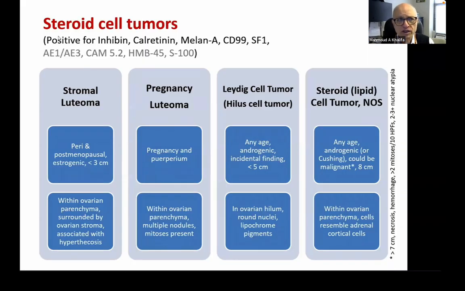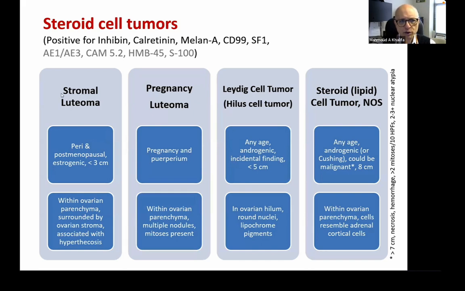There is a group called steroid cell tumors sitting in this category, and they are four. I highlighted them for you. They are all positive for inhibin, calretinin, Melan-A, CD99, SF1. All of that is useless. It doesn't really help me. What really helps me is the morphology.